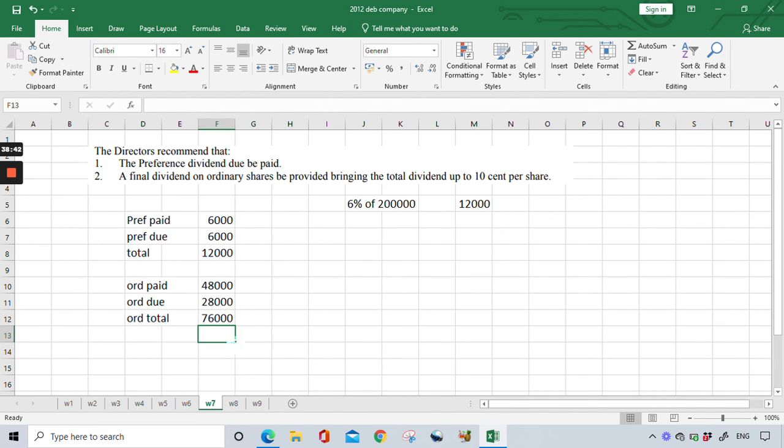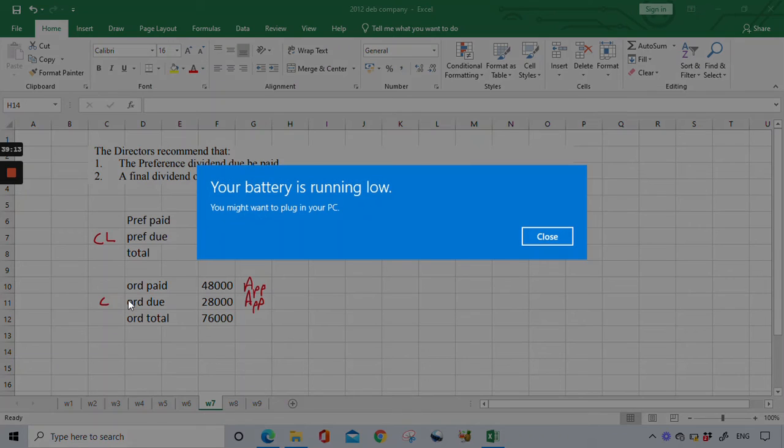28,000 is my ordinary due. This is all the numbers I need, so I'm just going to write where these go. All these numbers go in the appropriation at the bottom of the P&L. I'll just show you now. Those four figures. Then the preference due and the ordinary due also go in as current liability.